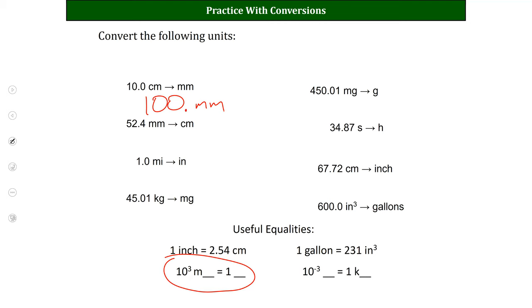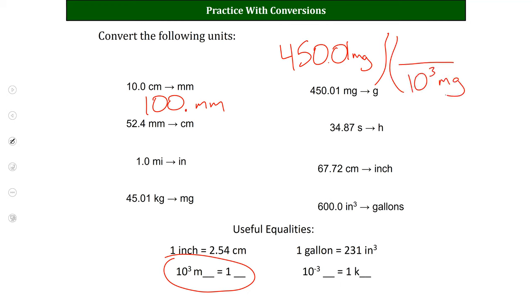How about 450.01 milligrams to grams? We're using milli again, right? That's going to be one of our go-tos in terms of these prefixes. Is a milligram smaller than a gram or bigger than a gram? Smaller. And you know it's milli, so it's a power of 10 to the 3. So you just have to write your conversion. You can say, okay, well, 450.01 milligrams, and 10 to the 3, or 1,000 milligrams, is 1 gram. Double check. Yes, 1,000 milligrams is equal to 1 gram. That does make sense. So all we're doing is dividing by 1,000.